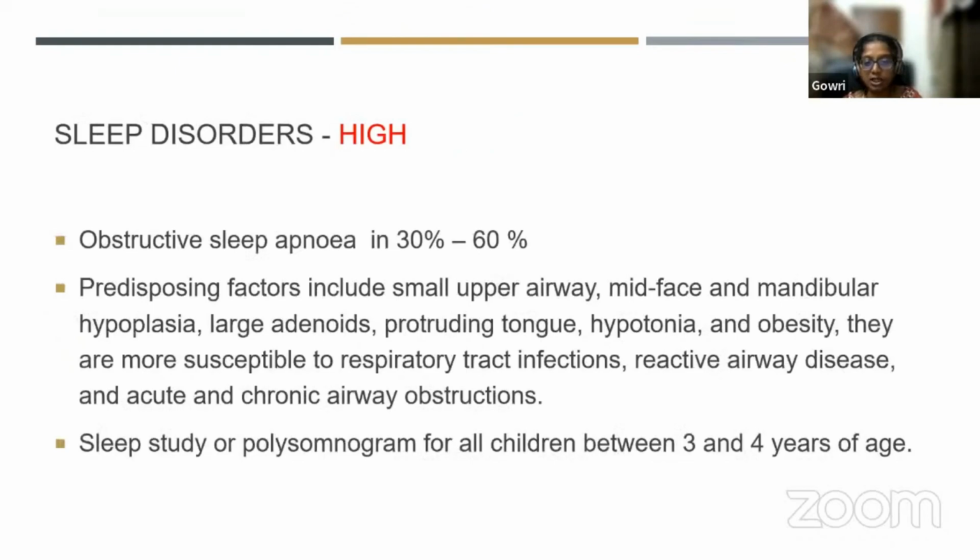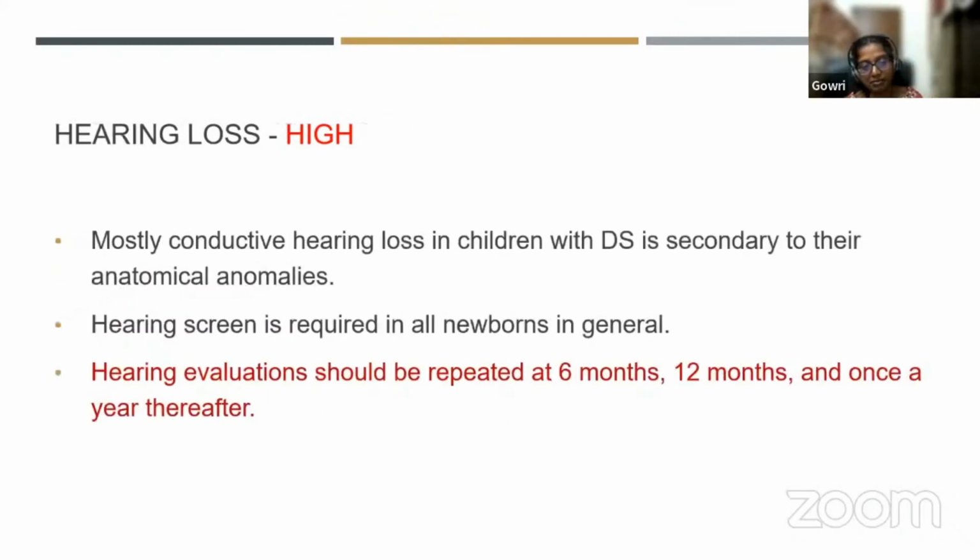Sleep disorders. Again, with these features of the hypotonia, the tongue, the hypoplasia, they're at more increased risk of sleep disorders. Like all of you know, sleep is a major factor contributing to behaviors, learning. So if they're not rested well, they are not in their best ability to learn and progress. So this is also something to keep in mind when we are screening them.